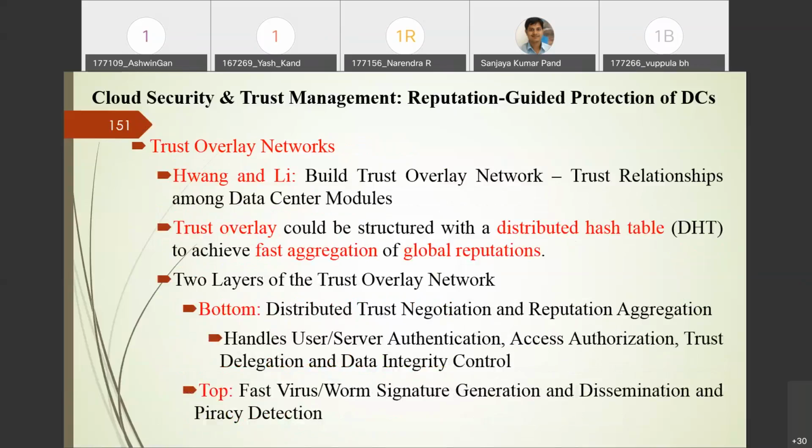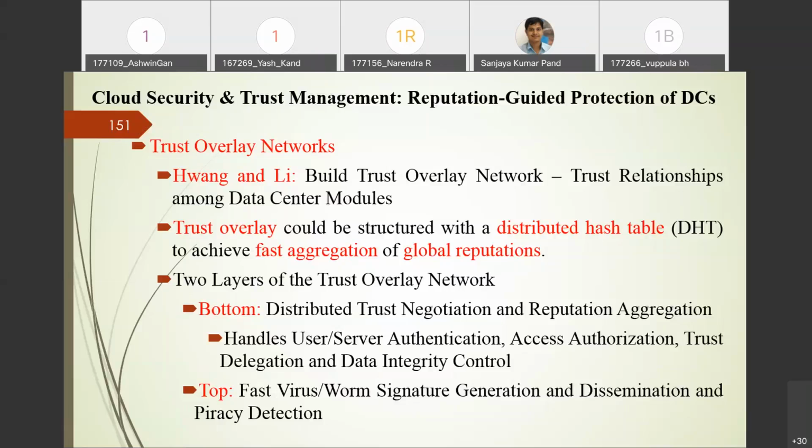Based upon these trust overlay networks, some authors also proposed some solutions, and we also proposed one solution. They build a trust overlay network. It provides the relationship among the data center modules, right? So the relationship between each module is defined in the form of trust. Generally, the trust value is represented from 0 to 1. One indicates the thing is more trustworthy, and 0 indicates there is no trust, right? So everything you can manage in the form of this trust, right?